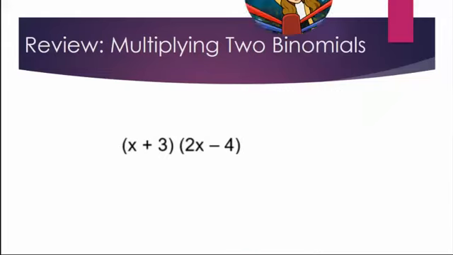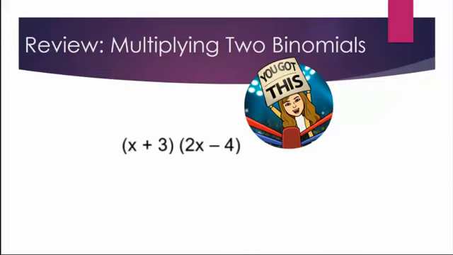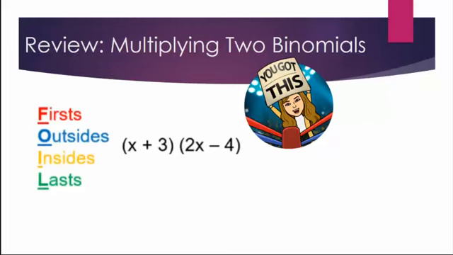Let's go ahead and start by reviewing multiplying two binomials. Just a quick refresher on how to multiply two binomials. Remember, binomials means two, so there are two things in the expression. There are two binomials, so we're going to go ahead and multiply. How do I do that? It's called the FOIL method: the first, the outsides, the insides, and the last.